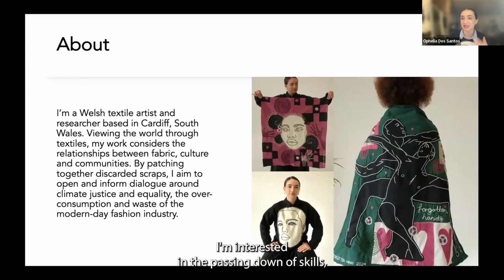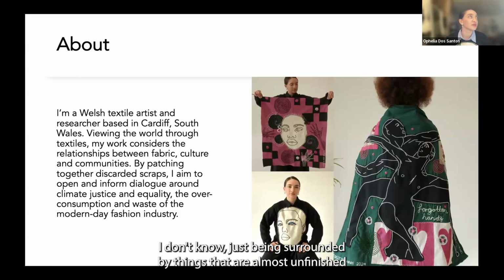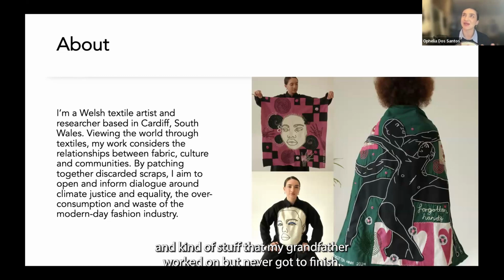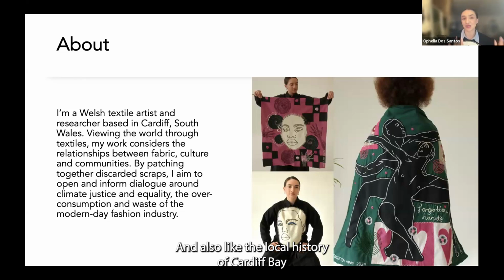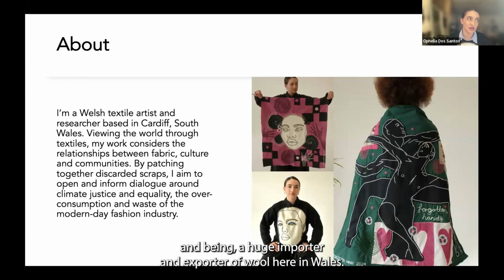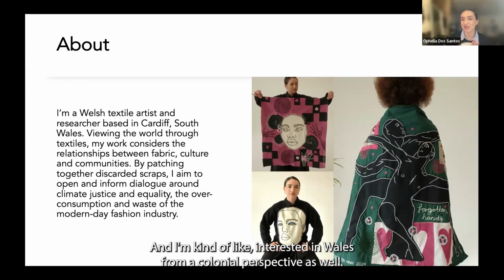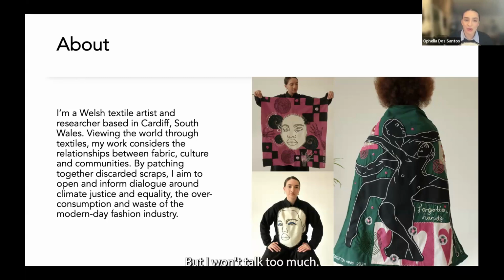I'm interested in the passing down of skills, and just being surrounded by things that are almost unfinished, stuff that my grandfather worked on but never got to finish. And I just think it's an interesting place to work. And also the local history of Cardiff Bay, being a huge importer and exporter of coal here in Wales. I'm interested in Wales from a colonial perspective as well. But I won't talk too much.